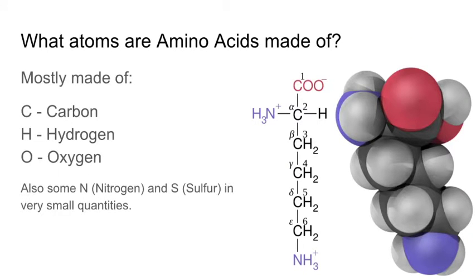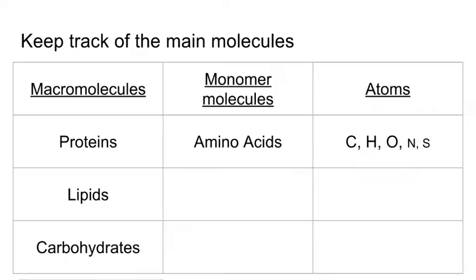So what atoms are amino acids made out of? They're primarily made of carbon, which is always the C, hydrogen, the H, and oxygen, the O. Some amino acids also have nitrogen and sulfur, but they're in very, very small quantities. The majority of amino acids' mass comes from carbon, hydrogen, and oxygen. Going back to your table, I will repeat. Proteins are made up of amino acid monomers, and amino acids are made up of carbon, hydrogen, and oxygen with a little bit of nitrogen and sulfur.